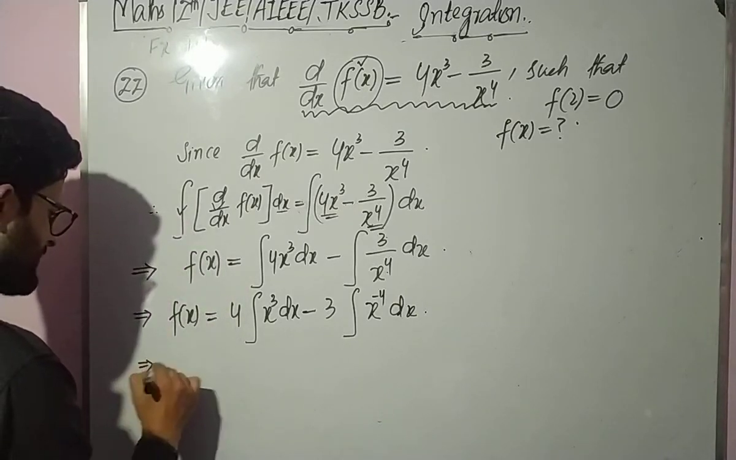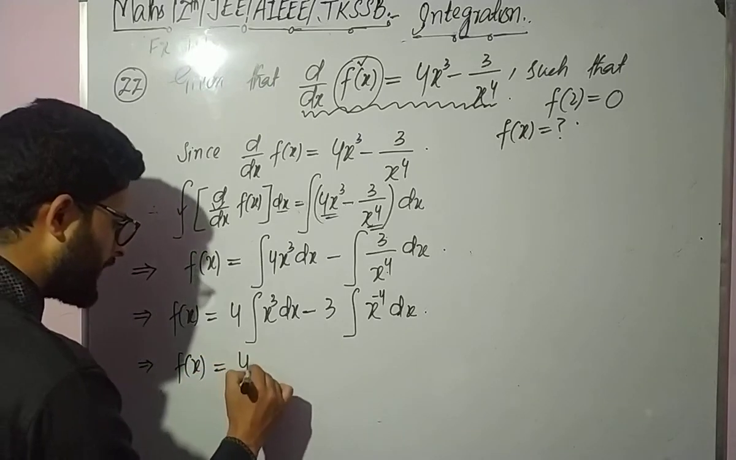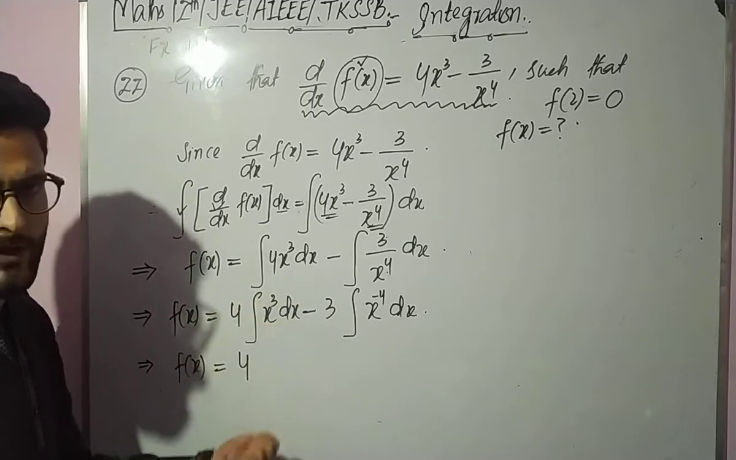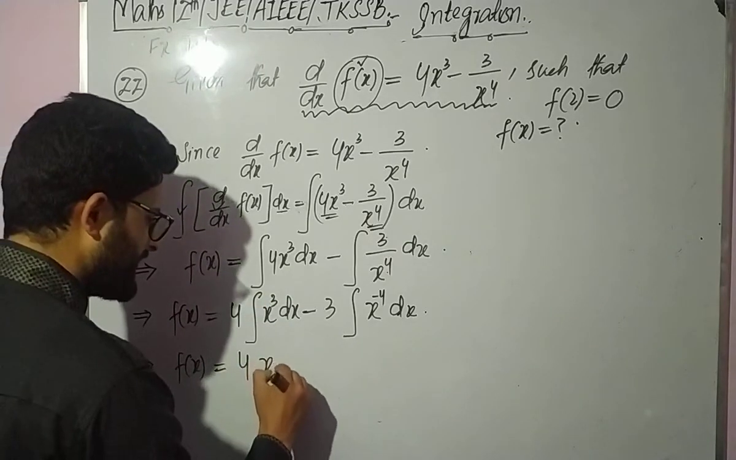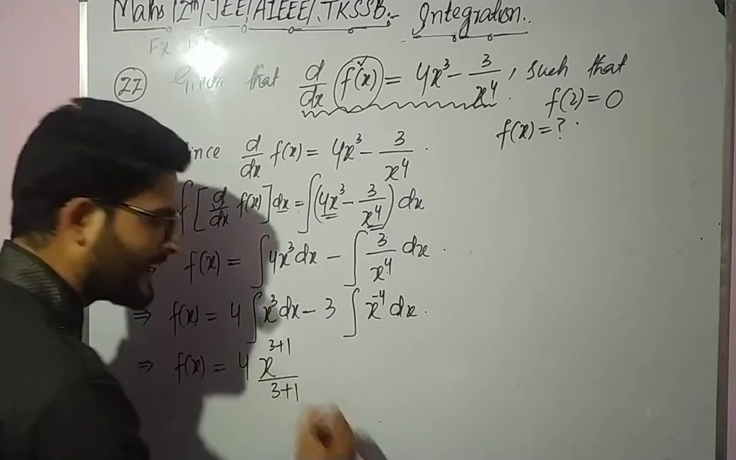So this implies f of x is equal to 4 into the integration of x cube: power plus 1 divided by power plus 1. So x raised to power 3 plus 1 divided by 3 plus 1. Right?